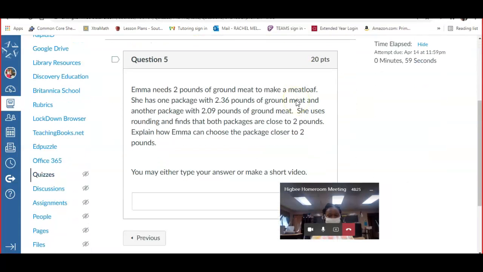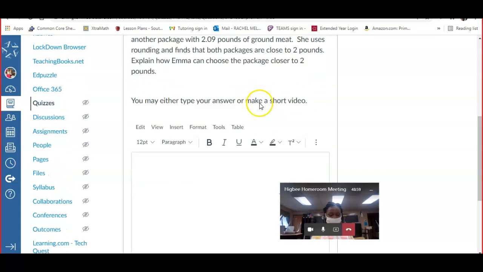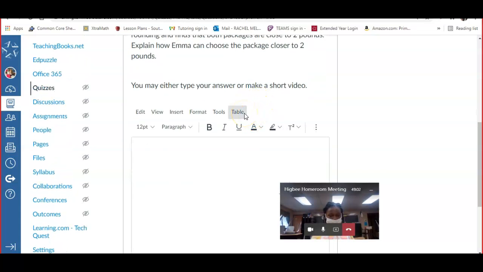And then question number 5, it says Emma needs 2 pounds of ground meat to make a meatloaf. She has 1 package with 2 3/600 pounds of ground meat and another package with 2 9/100 pounds of ground meat. She uses rounding and finds that both packages are close to 2 pounds. Explain how Emma can choose the package that is closer to 2 pounds. Okay, so you have to pick which one of these is closer to 2 pounds, and you have to tell me how you know that. Okay, so you're either going to type your answer or make a video for that one.